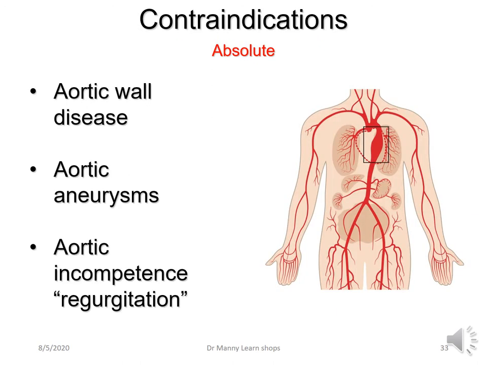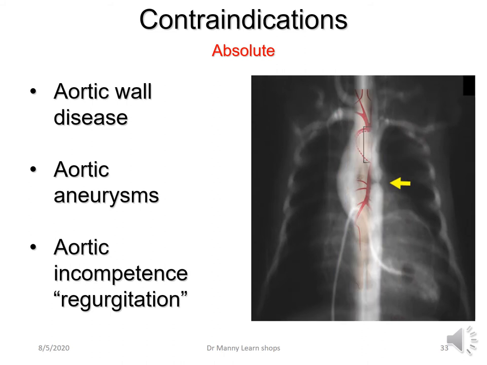However, there are contraindications as well. The absolute contraindications are that the patient has aortic wall disease, aortic aneurysms, and aortic incompetence or regurgitation, because you need a competent valve when the balloon inflates to push blood back towards the coronary arteries. If, however, there's a lesion in the aorta, this puts the patient at risk.